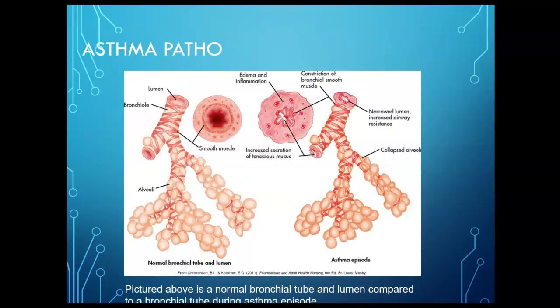And again, this is another picture that's just showing the inside of that bronchiole, and once there's edema and inflammation, how much that can constrict the airway. So it should typically be open, but with asthma, we're seeing that we have that bronchoconstriction due to the edema, inflammation, and increased secretions.